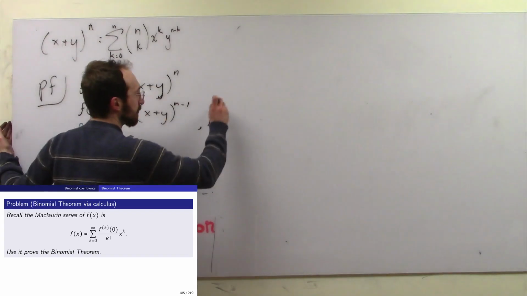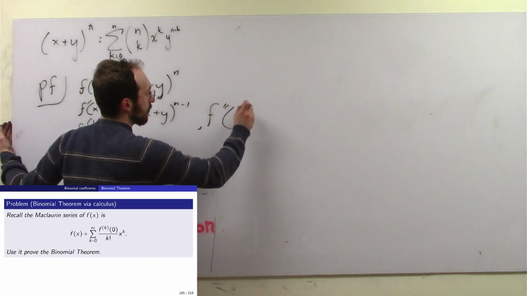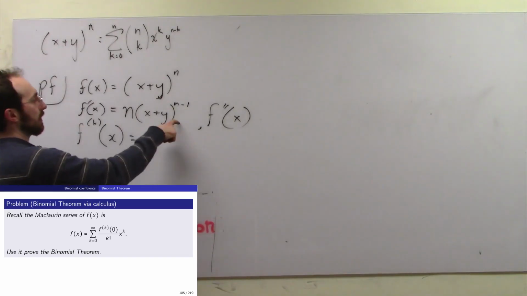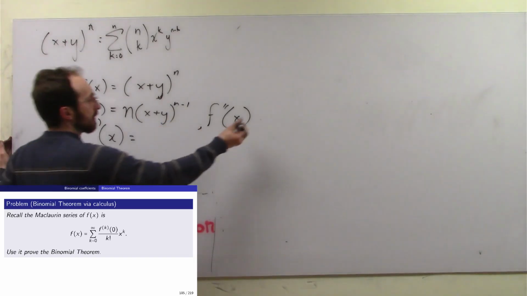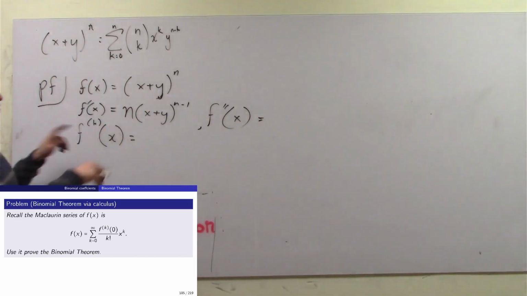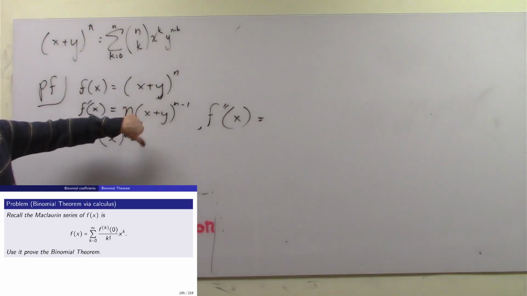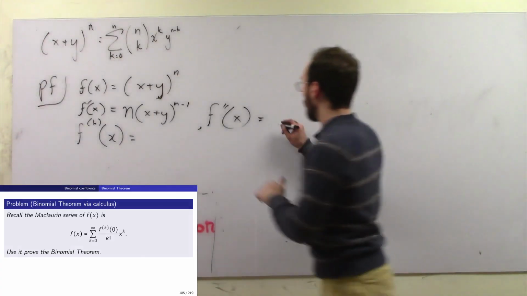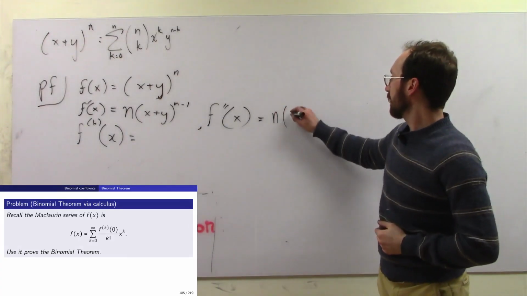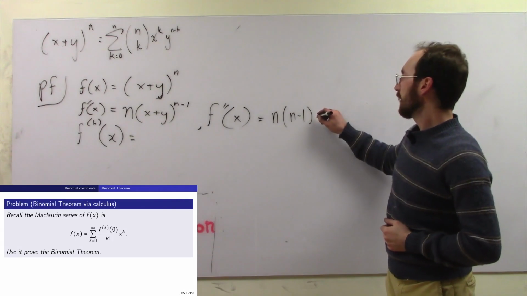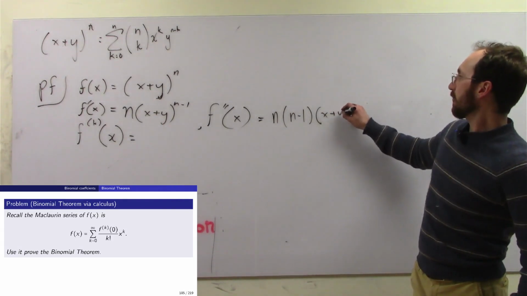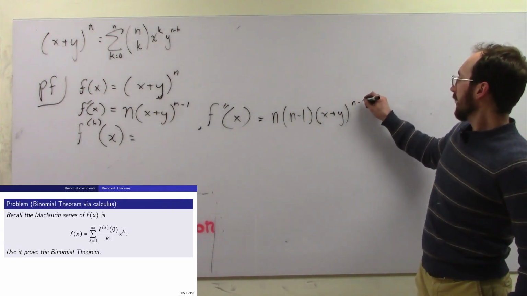I'm so glad you asked. So we take the second derivative. Well, we already started here, and we just sort of multiply this n, and we do another chain rule on this x plus y business. And we get n times n minus 1 times x plus y to the n minus 2.